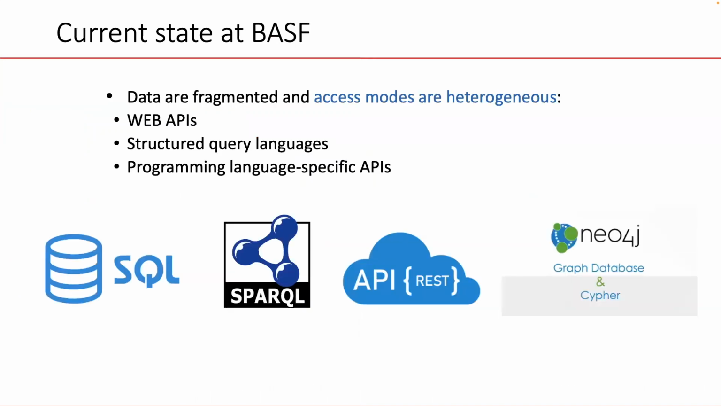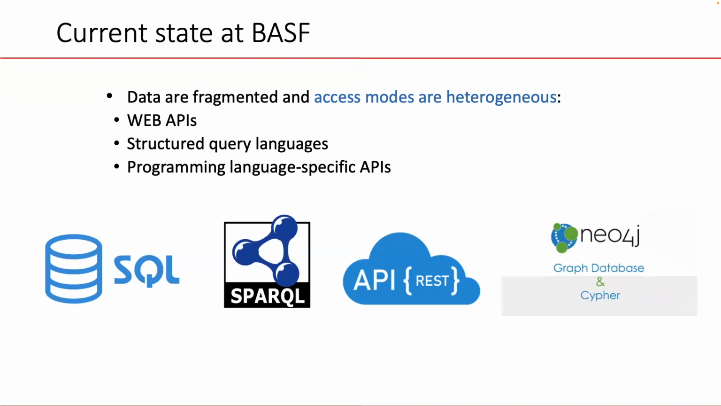But before that, I would like to mention what the current situation is at BASF. The data there is quite fragmented and the access modes are heterogeneous. Data has different heterogeneities at different levels, at the syntactical level and also at the semantic level. In this work, we focus on the integration and interoperability of web APIs with native RDF stores that can be accessed through a query language such as SPARQL.